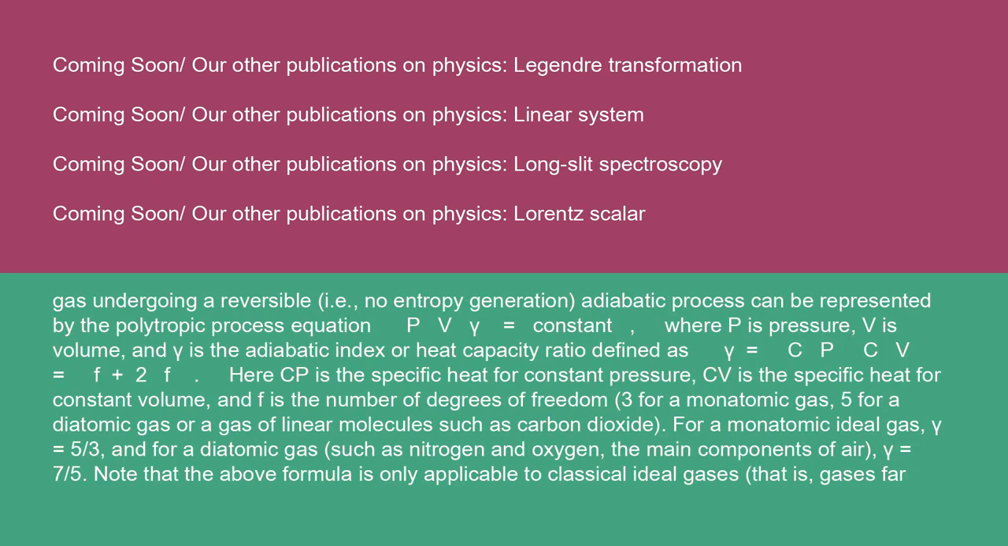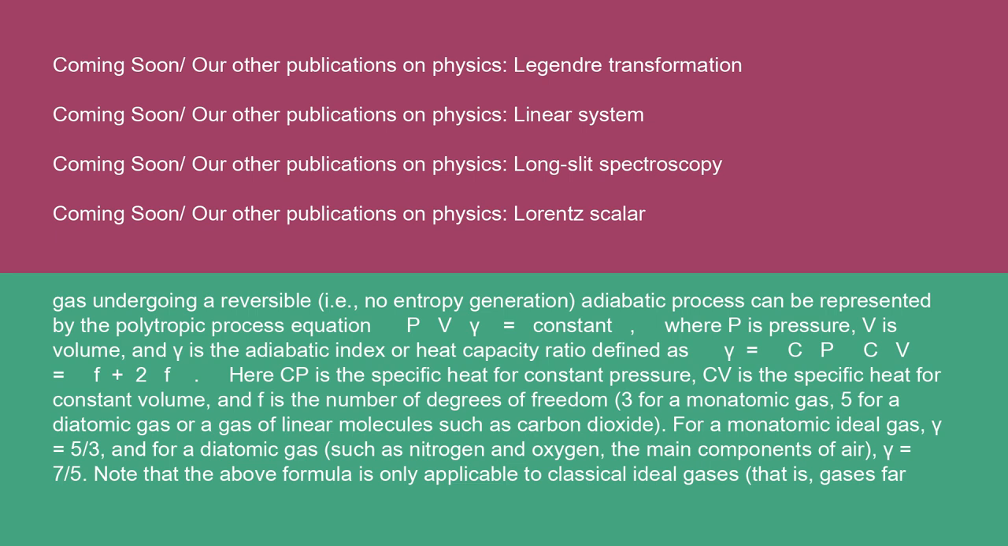Gas undergoing a reversible, i.e., no entropy generation, adiabatic process can be represented by the polytropic process equation PV^γ = constant, where P is pressure, V is volume, and γ is the adiabatic index or heat capacity ratio, defined as γ = Cp/Cv = (f+2)/f. Here Cp is the specific heat for constant pressure, Cv is the specific heat for constant volume, and f is the number of degrees of freedom, 3 for a monatomic gas, 5 for a diatomic gas or a gas of linear molecules such as carbon dioxide.